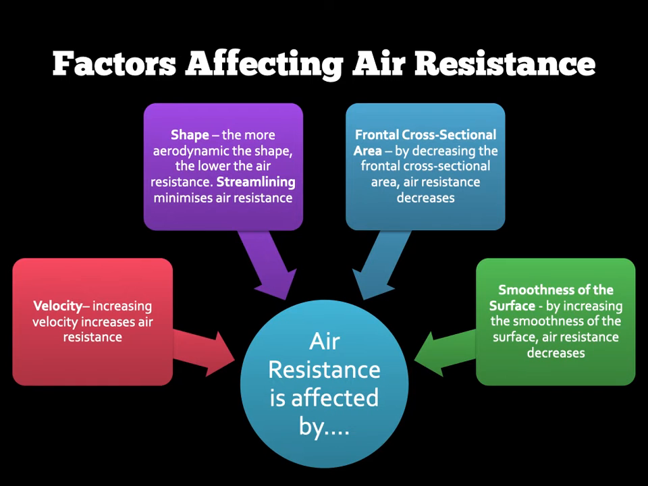The blue box says front cross-sectional area. If we lower the front cross-sectional area, air resistance will be reduced, and therefore we can go faster. So again, with all these factors, we're trying to reduce them so we can go faster. Good example of that is someone on a bike. If a cyclist is an average person on a bike, or maybe someone who's never cycled before, they might hold their body quite upright when cycling and holding onto the handlebars.